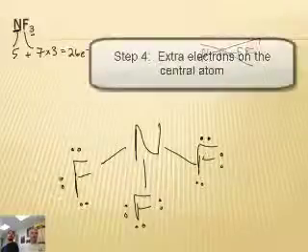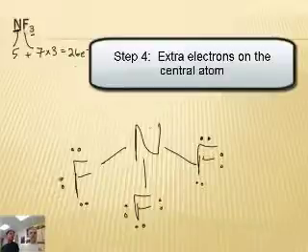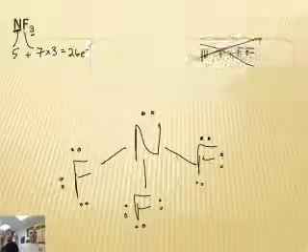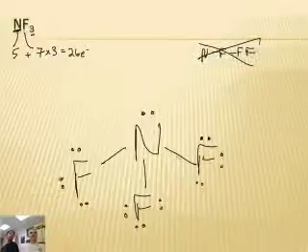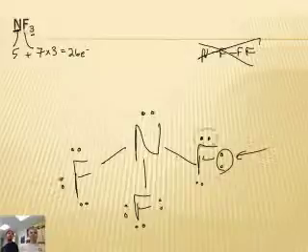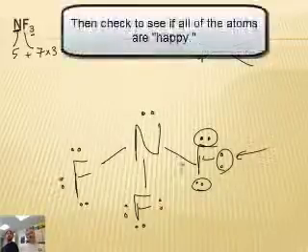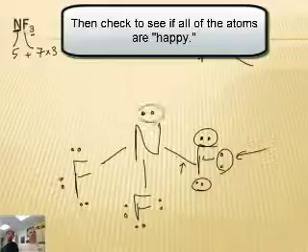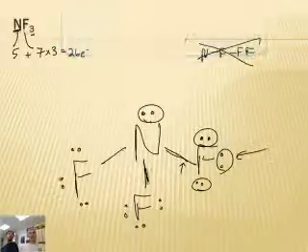Okay, all the outsides are done. But we have 26, so we have 2 more, and those go on the central one, the center. 28, or 26, I mean. Now, good news: if you really can count, everyone's got eight. Look at this fluorine: 2, 4, 6, and the bond counts as 2 more, 8. This nitrogen has 2, 4, 6, 8. Those aren't double bonds; those are single ones.